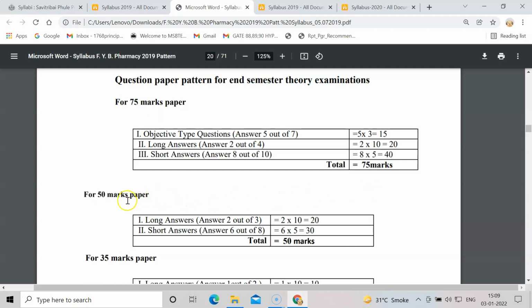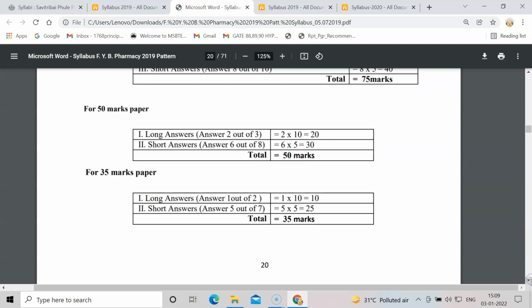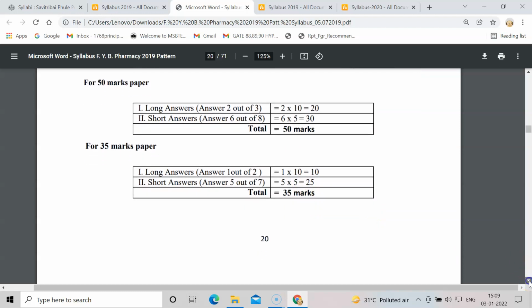And the papers which are of 50 marks will be such that out of 3 you have to solve 2, and 2 at 10 each becomes 20, and out of 8 you have to solve 6 in short answers, and 6 multiplied by 5 becomes 30, and the total will be 50 marks. And the papers which are of just 35 marks, out of 2 you have to solve 1, and out of 7 you have to solve 5 short answers, and 10 plus 5 into 5 becomes 25, plus 10, 35 marks. That will be the marking scheme.